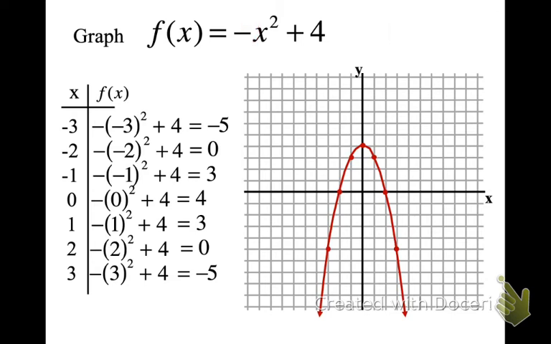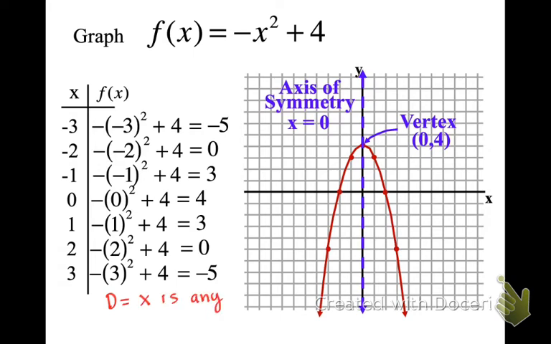All this is building up to eventually utilizing those ideas for graphing. My new vertex is 0, 4. My axis of symmetry is still 0. It's crossing through the y-axis. And then my domain and range. This time, my domain is going to keep getting wider and use all the different x's. So my domain is x is any real number.